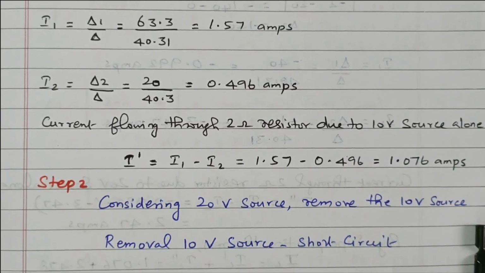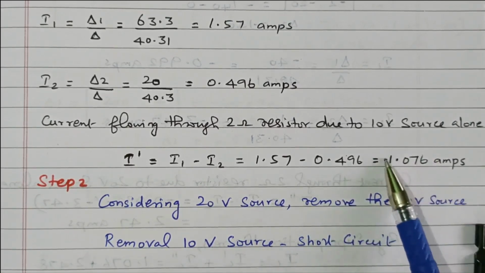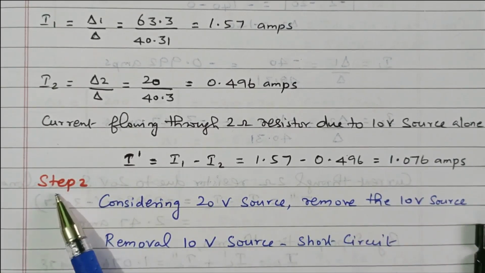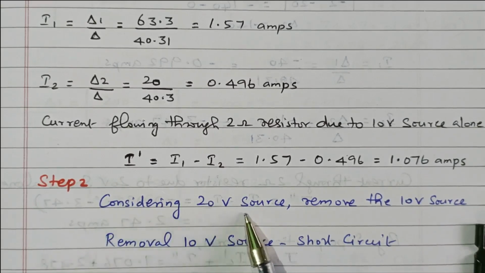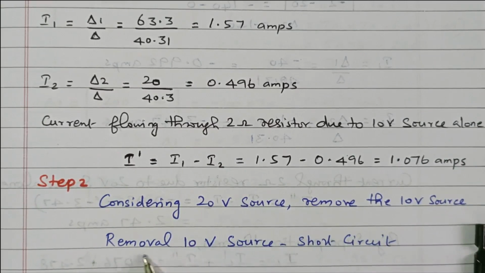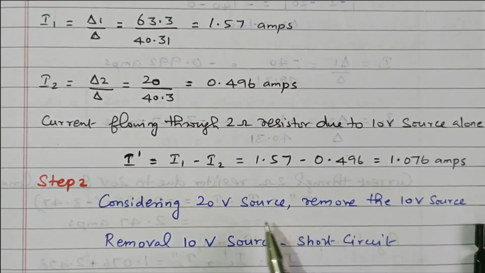Right. So the step 1 is completed. We considered only 10 voltage source. We calculated what is the current flowing through the 2 ohm resistor due to only 10 voltage source. Now we'll go to the second step. Considering 20 voltage source, removing 10 voltage source. What is the removal of 10 voltage source? It is nothing but short circuit. Right. Now we need to consider only 20 voltage source. 10 voltage source is removed and short circuited.